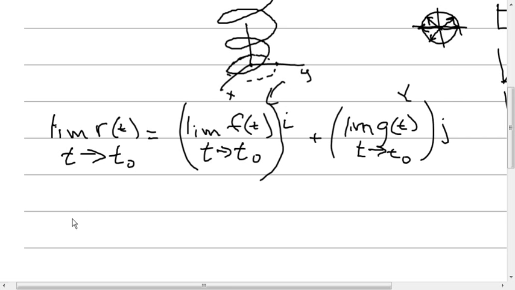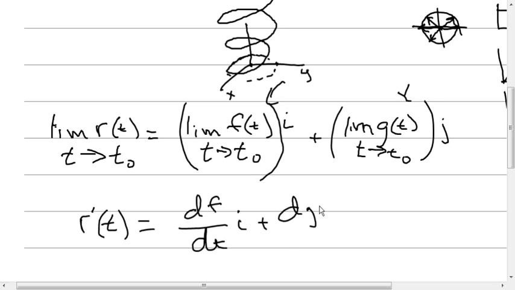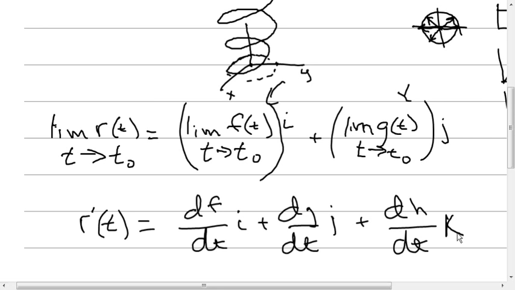We ask the question, okay, well, that worked. What about the derivative of this vector function? What's that going to be like? Is that some exotic thing that we have to, you know, really huge formula? No. What we do basically is the derivative of f dt times i plus the derivative of g dt times j plus the derivative of h dt times k. In other words, each one of these is dealt with independently.